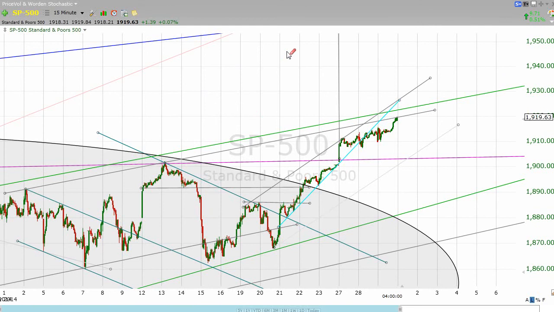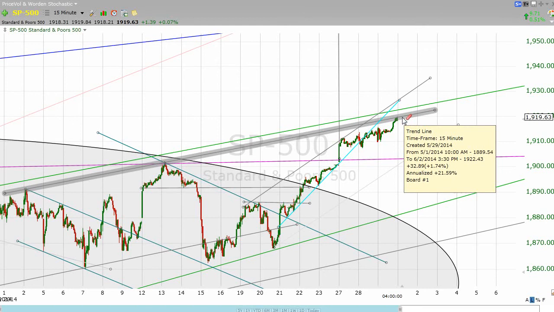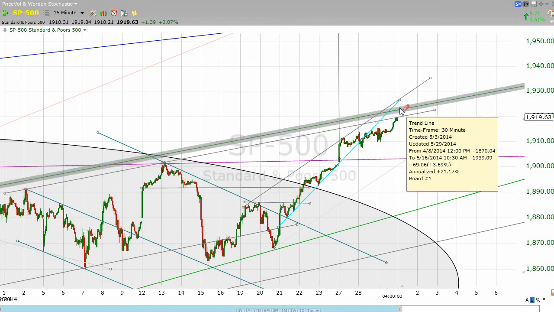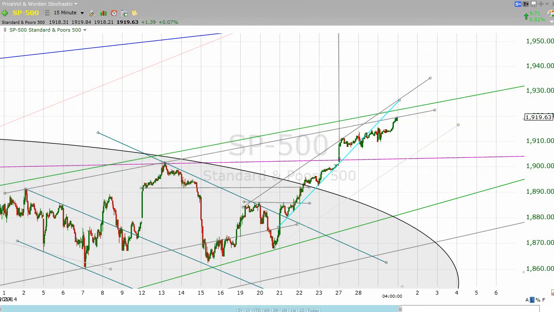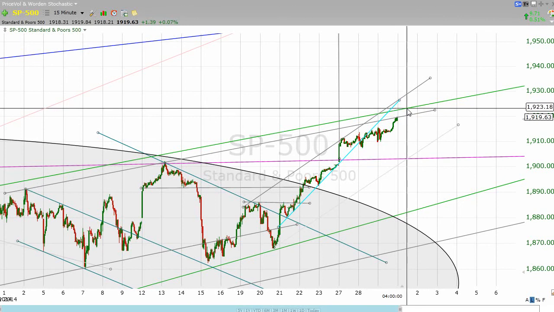So with that said, nice day. I would be looking at potential resistance right where we ended the day. Potential resistance right up here at about right in the low 1920s tomorrow.